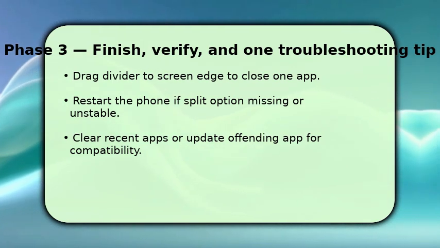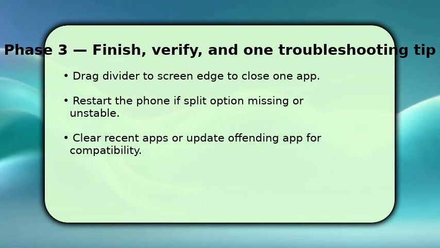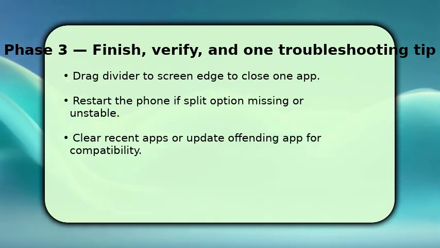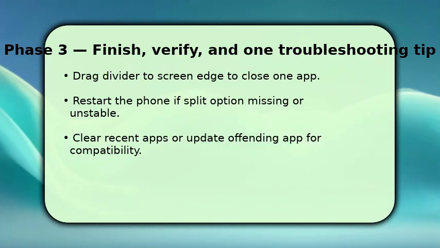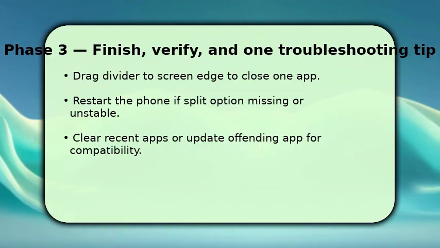If split screen doesn't appear, restart the phone first. This clears temporary glitches. Make sure apps are updated. Some apps block split screen and need updating or clearing cache. If problems persist, clear recent apps, update MIUI, or reinstall the problematic app to restore normal split screen behavior quickly.